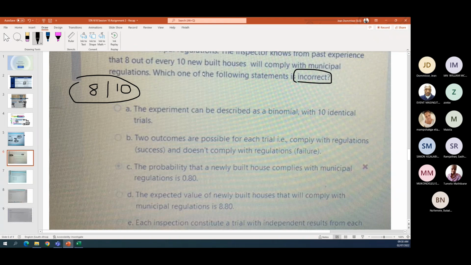Okay, so the houses comply or do not comply. That's basically the two things that can happen. If it's comply, not comply, and we don't have any timeline, so it's not built within a day or a minute or a month or a year, then we know we're working with binomial. The experiment can be described as a binomial with 10 identical trials.